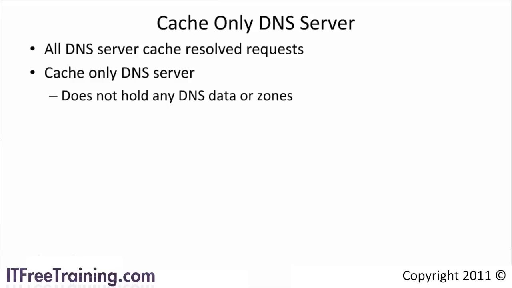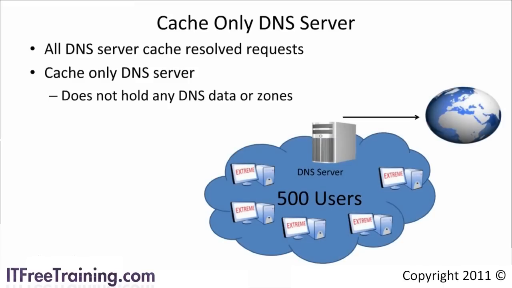To understand why Microsoft makes the distinction between a cache-only DNS server and a regular DNS server, consider this example. Imagine this network contains 500 users and is connected to the Internet. The DNS server contains DNS records for all the computers in the domain, plus any other resources and servers in the domain. This amounts to over 500 DNS records.